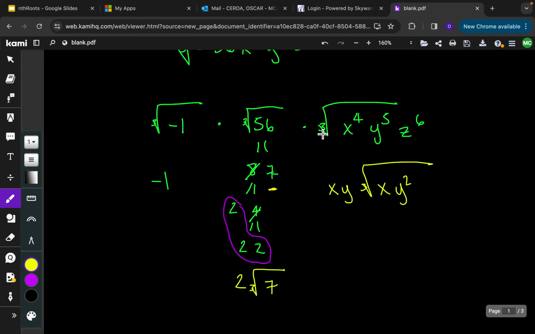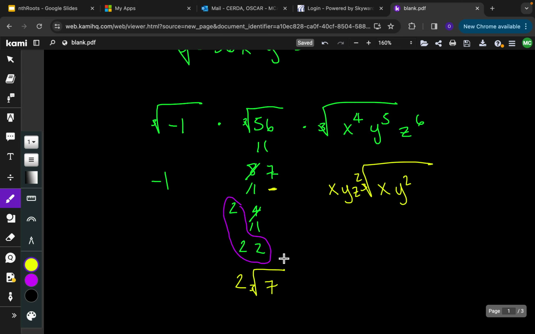How many times does 3 go into 6? 3 goes into 6 2 times. Let me mess that up. How do I go back here? All right, I guess for now I'll just erase. I'm erasing because I put a y again. So z, 3 goes into 6 twice, so I'll put z squared. And no z stayed inside, so that's it.